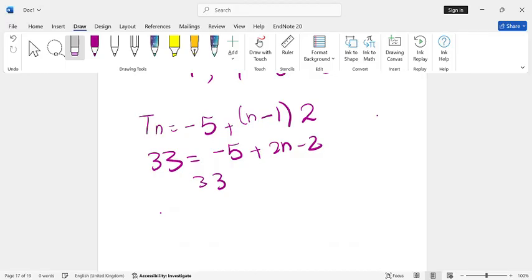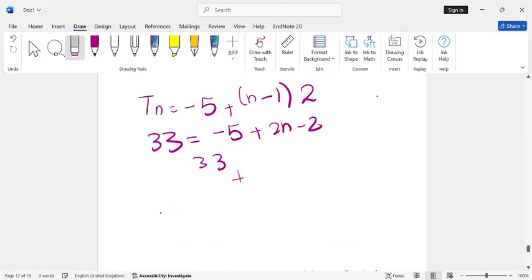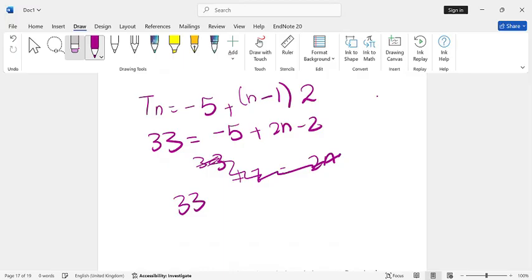It becomes plus 7 equals to 2n, okay? So 33, 7, 3 becomes, over here, just remove this, just a moment. We have 33 equals to minus 5, and we get minus 2, it becomes minus 7 plus 2n, okay?